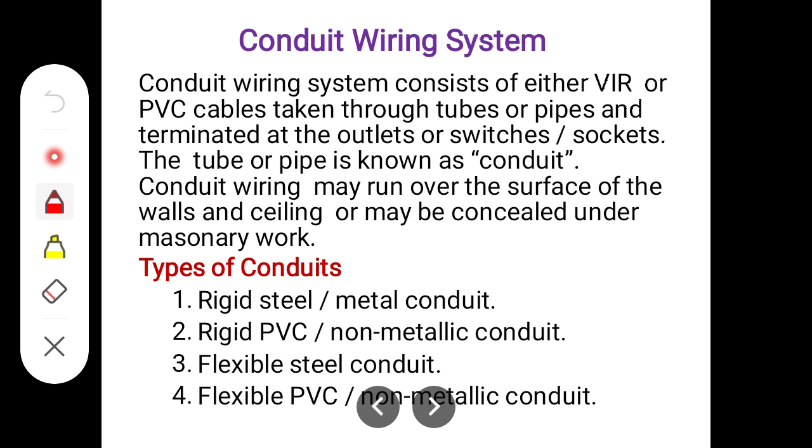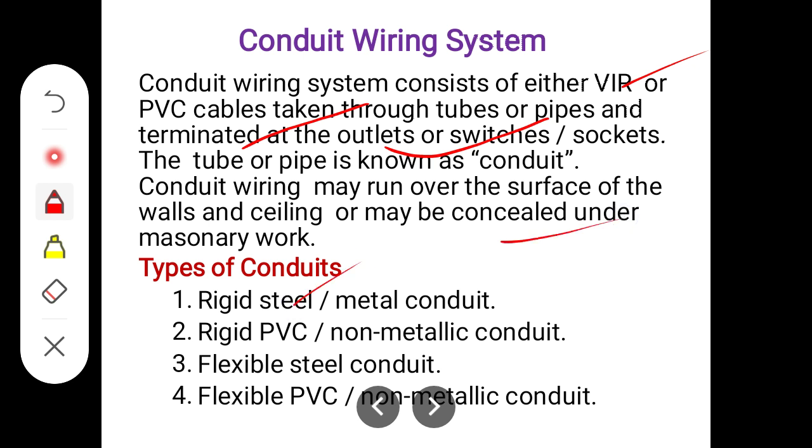The conduit wiring system consists of rubber or PVC wires taken through tubes or pipes, terminating at the outlets, switches and sockets. The tubes are known as conduits, and the conduit may be run over the surface of the walls and ceilings, or may be under the masonry work. Rigid steel metal conduits are used.